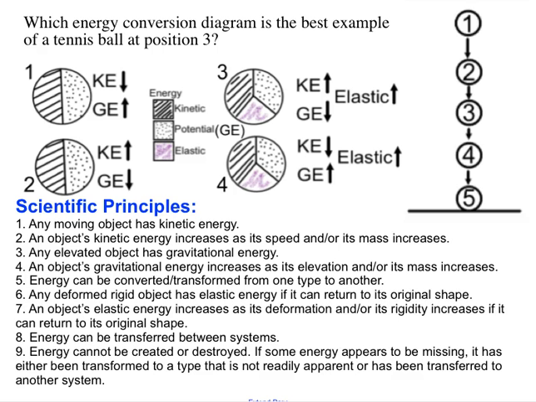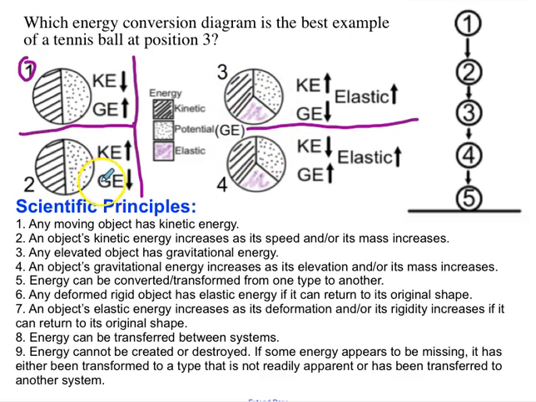So let's get here. So here was the question you were supposed to answer. Which energy conversion diagram is the best example of a tennis ball at position 3? Now, the first thing you need to look at here is which energy conversion diagrams. And some of you got a little bit confused with this. There is one conversion diagram right here. Here is your second one, and it's labeled number 2. Here's the key. And then if I was to draw here, here's 3 and here's 4.